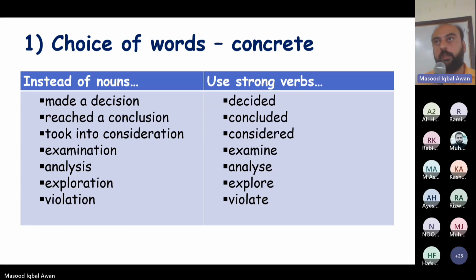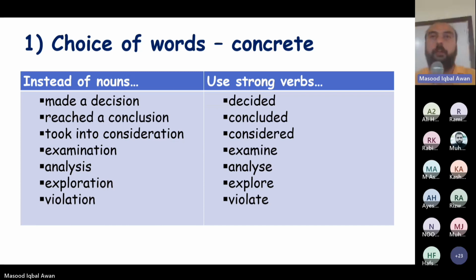Often we think that if we use difficult language that is not understandable, there are more chances of publication. But it's the other way around. As I mentioned earlier, we write to express, not to impress. And the words that we use should be concrete. One way to make your words and sentences concrete is to use strong verbs instead of nouns.